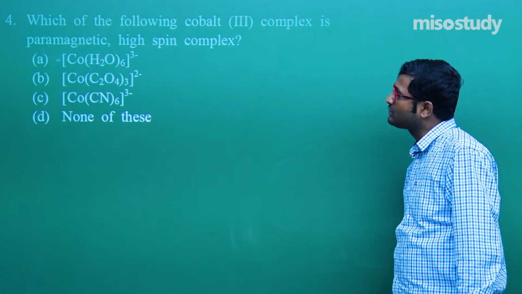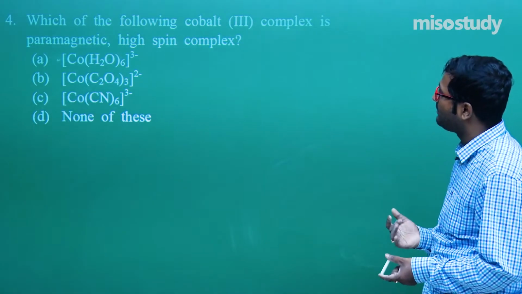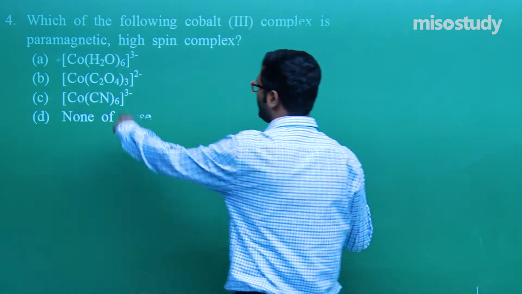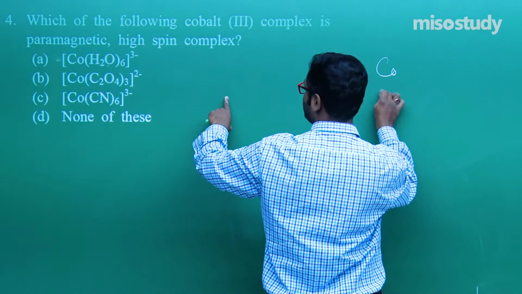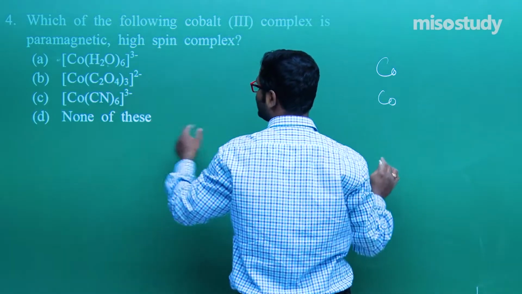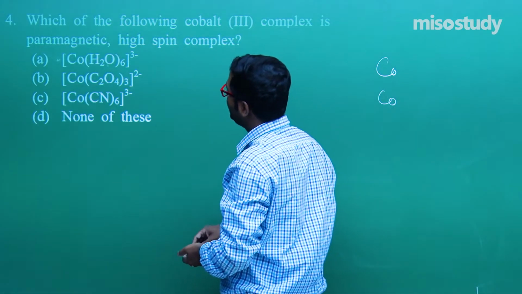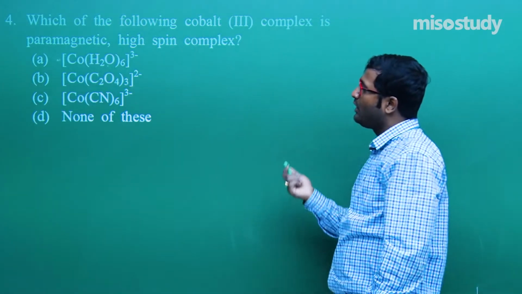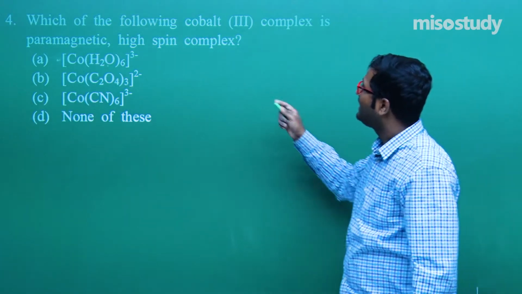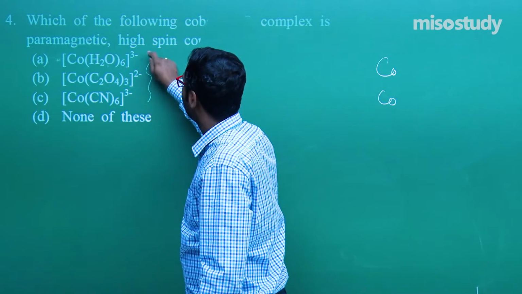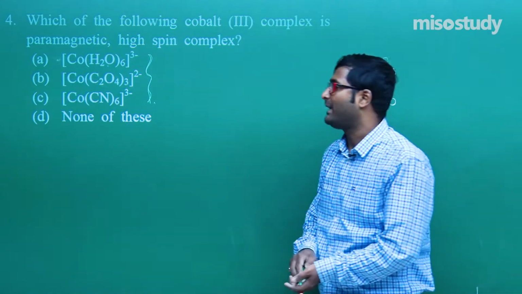Now let's move to the next question. Which of the following cobalt complexes is a paramagnetic high spin complex? If I talk about these complexes, Co(C2O4) and Co(CN)6, clear to you? What will happen in this case? Check it out. In all the cases they form diamagnetic complexes, not paramagnetic complexes.